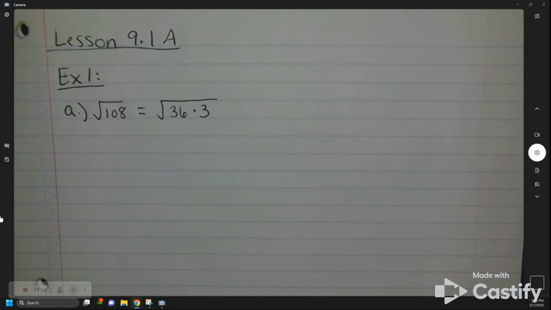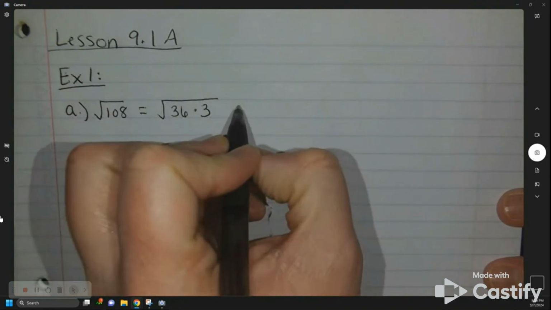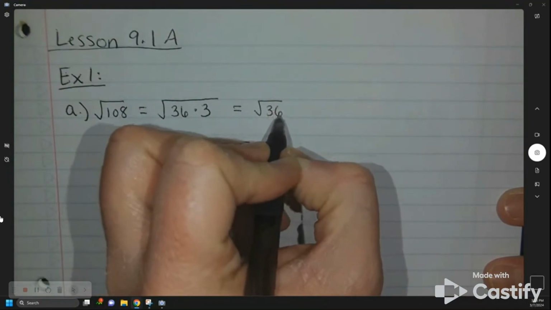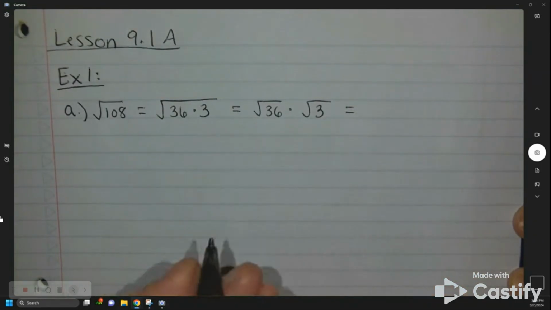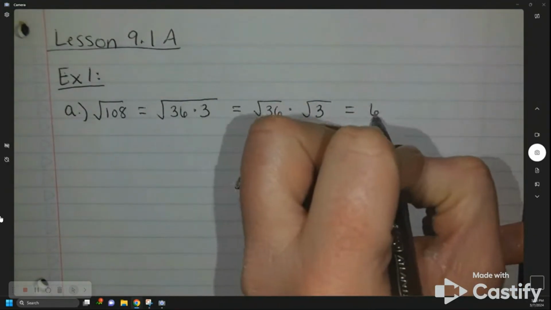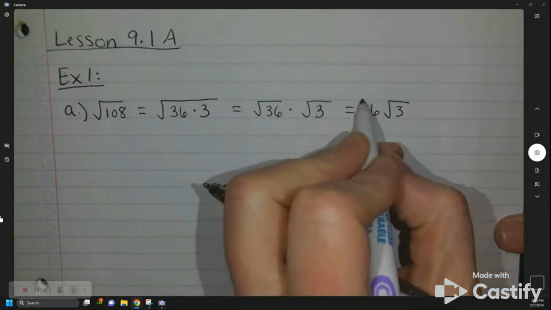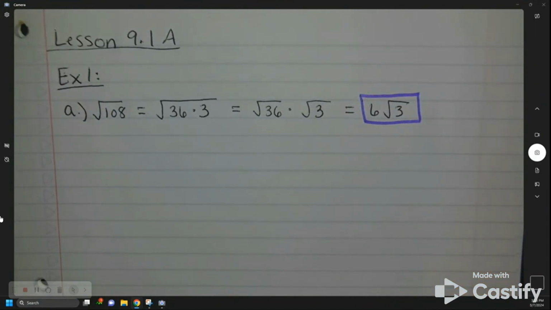So once I do the square root of 36 times 3, I know that this is the same thing as the square root of 36 times the square root of 3. The square root of 36 is 6. So our final answer for this one is 6 times the square root of 3. That's as simple as we can get for that one.